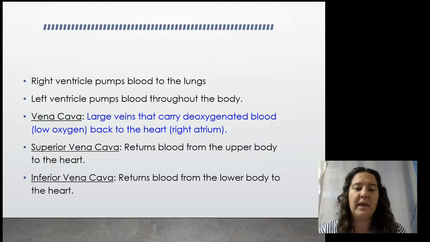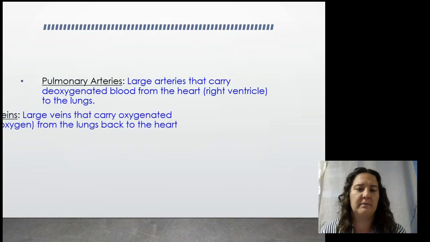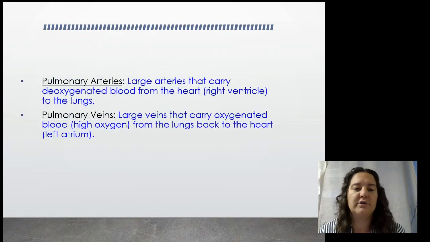So the vena cava are our large veins that carry the deoxygenated blood from our body back to the heart. We have 2. We have the superior vena cava, which returns blood from the upper body and the head, and the inferior vena cava, which returns blood from the lower body to the heart. The heart structure also contains pulmonary arteries, which are large arteries that leave from the right ventricle and go towards the lungs. And we'll also have a left and right pulmonary artery. And then we have pulmonary veins, which are large veins that carry oxygenated blood from the lungs back to the left atrium. So we'll have, again, a left and right pulmonary vein.